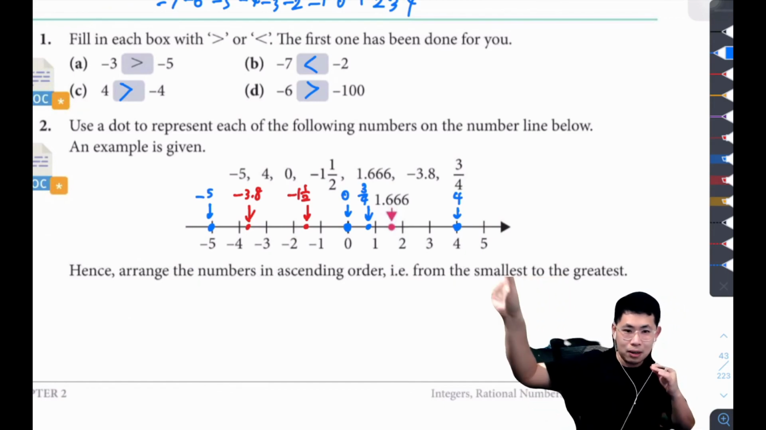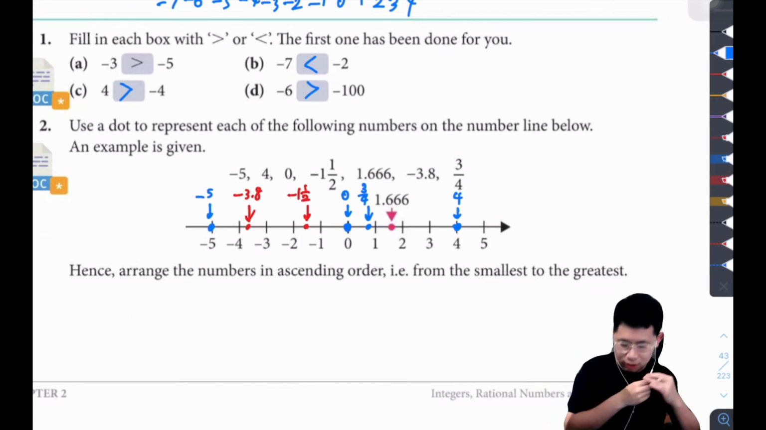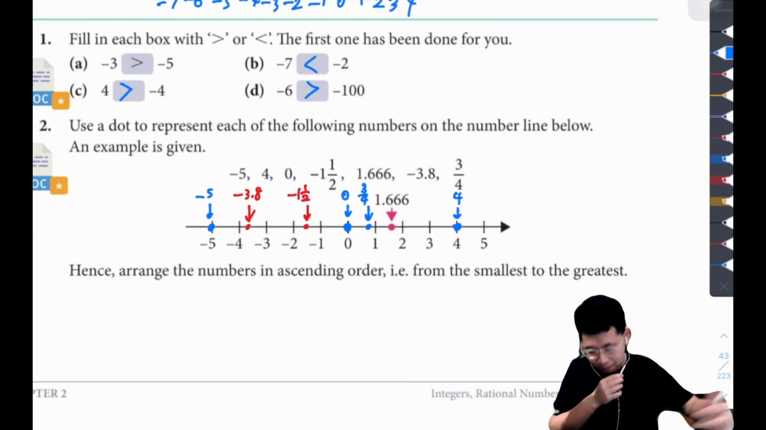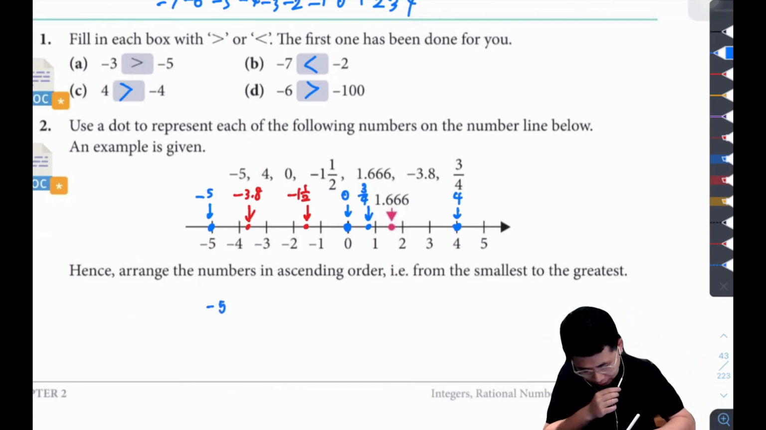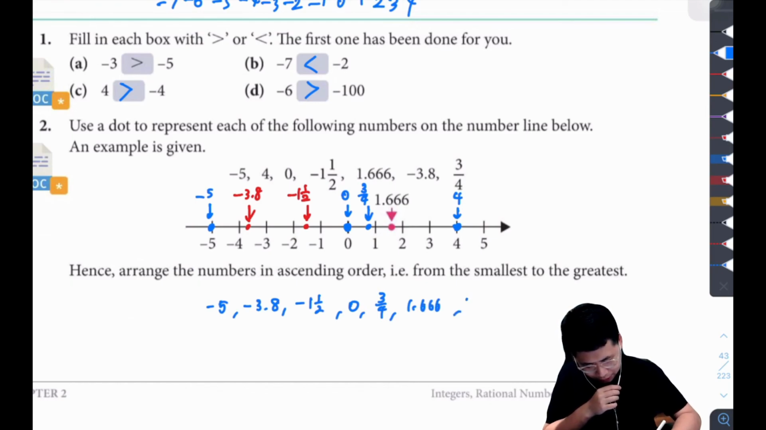So hence we arrange them. Using our numbers above, we arrange our numbers in ascending order from small to big. So we start with the smallest one, negative 5. Then negative 3.8, then negative 1.5. Then we have 0, 3/4, 1.666, and 4.